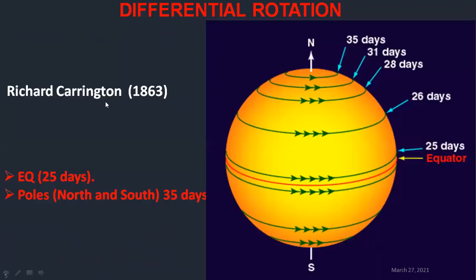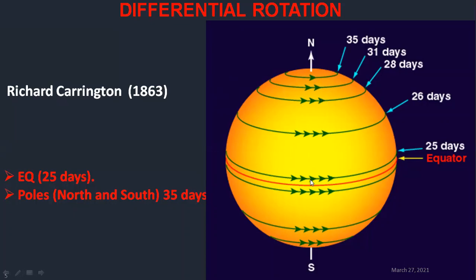After that, Richard Carrington in 1863 found some very interesting results regarding the rotation of the sun. He found that the rotation period at the equator is 25 days and it increases up to 35 days towards the poles. So this diagram shows that the rotation period at the equator is about 25 days and the middle latitude has a rotation period of about 26 days, and if we go near the poles, the rotation period increases up to 28, 31 and 35 days.